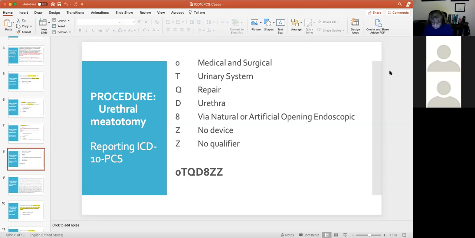And then I will explain. M-E-A-T. I sing the alphabet song in my head all the time. I see. That's interesting. But look directly above it. You see meatoplasty, urethra. See repair, urethra, 0TQD.